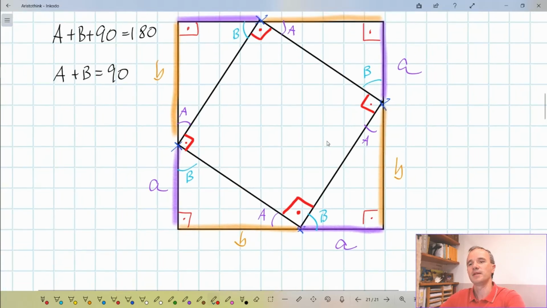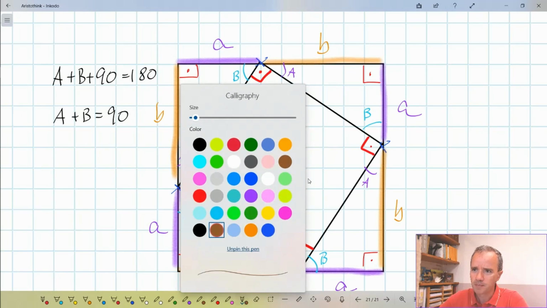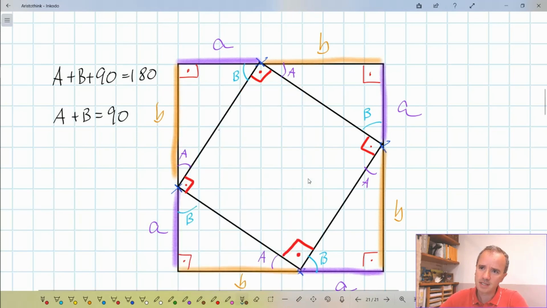Good. But now say, come on, it doesn't mean it's a square. It could still be a rectangle. Yes, you are correct. We have to prove that those four sides are the same. And we are going to do this. Give me 2 minutes and I prove to you. Let's go to this other side, C.